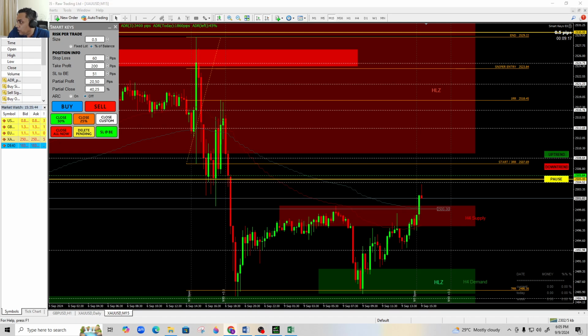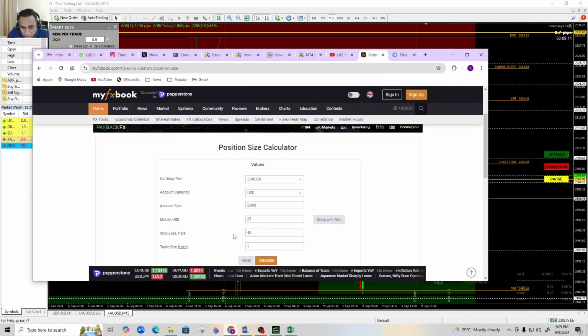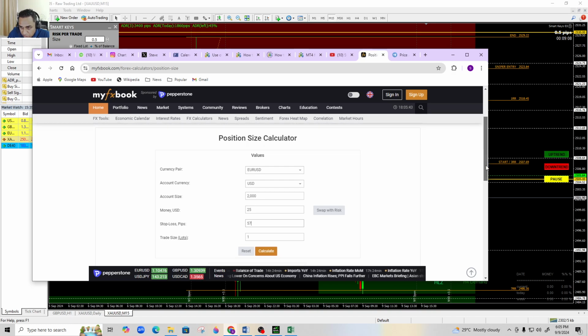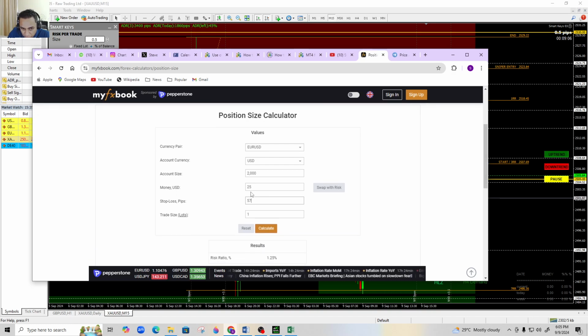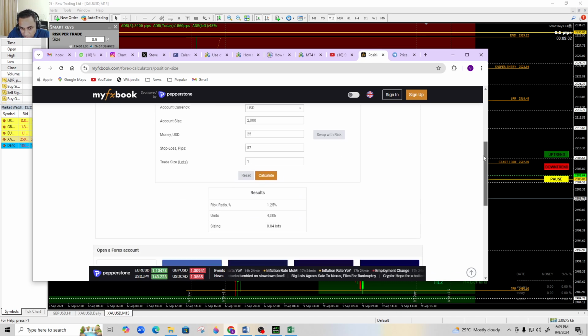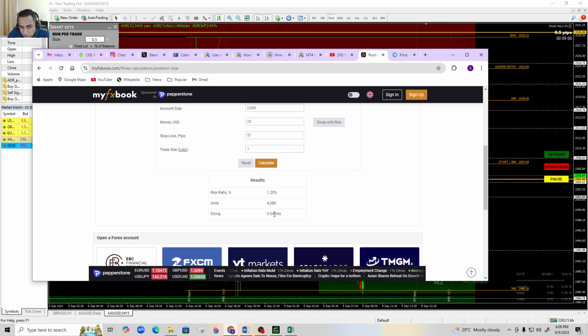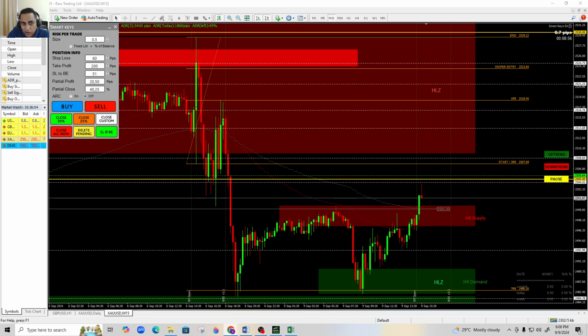So then I go in here and I put in 57 pips, right? So the maximum I'm willing to lose for 57 pips is $25, and I calculate that, and my lot size is 0.4 lots. That's 4 micro lots. Okay.